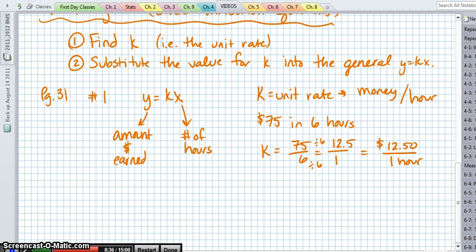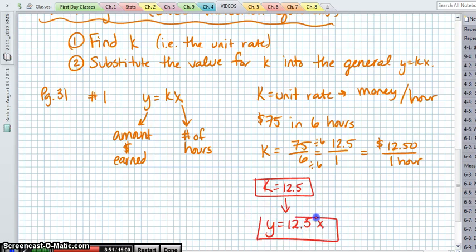Okay, let's substitute k back into the equation. So we know k equals, I'm just going to use 12.50 or 12.5 to keep it simplified. I'm going to substitute that into y equals kx, and here's my general equation, which I can now use to calculate the amount of money he earns given any number of hours. How much does he earn in 1 hour? $12.50. How much will he earn in 2 hours? What if he works a 40-hour work week? Again, it makes it much easier now that I have a general equation.